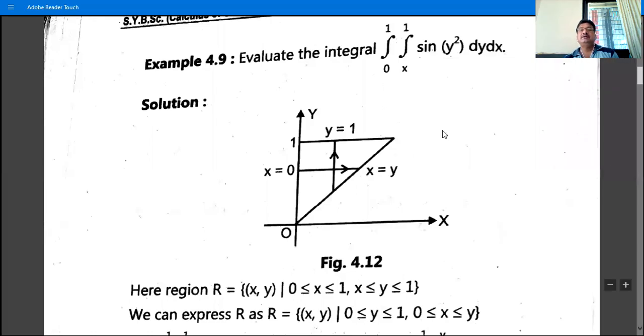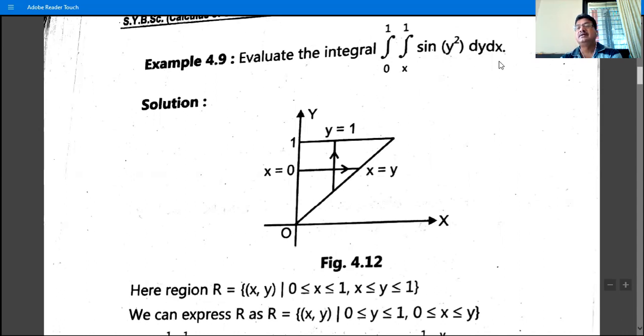Next example: evaluate the integral from 0 to 1, integral from x to 1, sine y squared dy dx. Here the order is with respect to y first, because this limit x to 1 is on y, since it is in terms of x. So if the limit is in terms of x, then it is on the variable y. Therefore we have to integrate with respect to y first and then with respect to x, if we follow the given order.